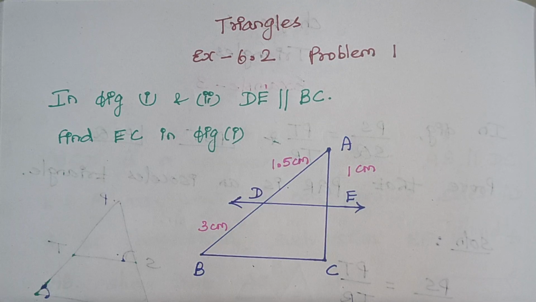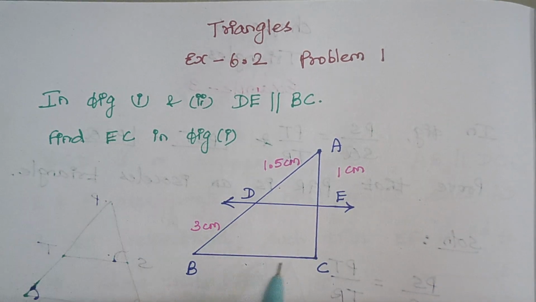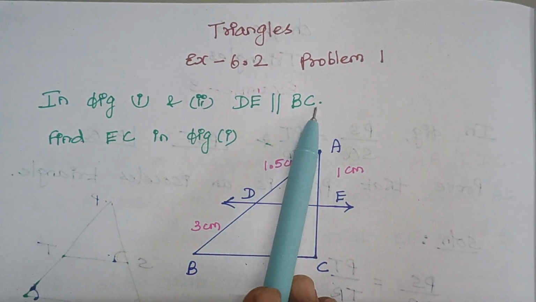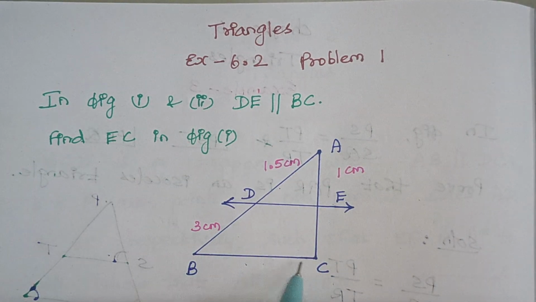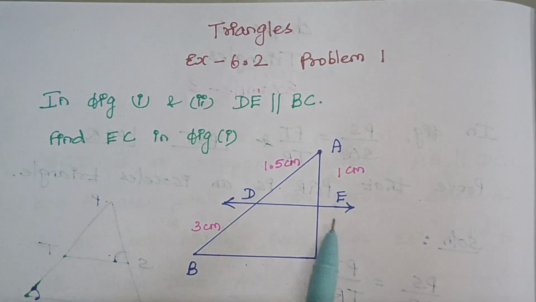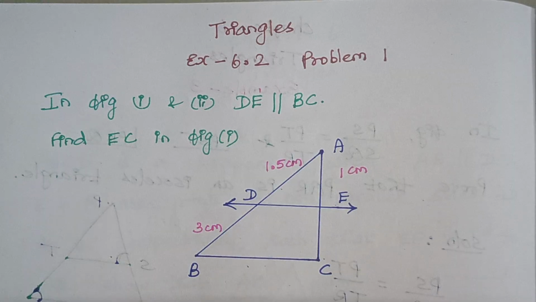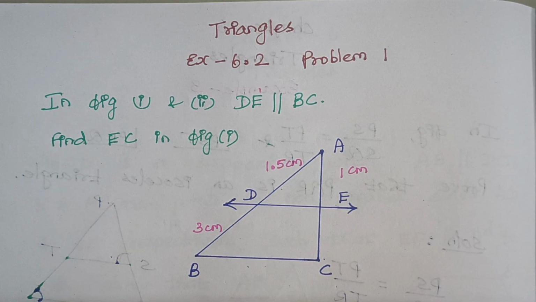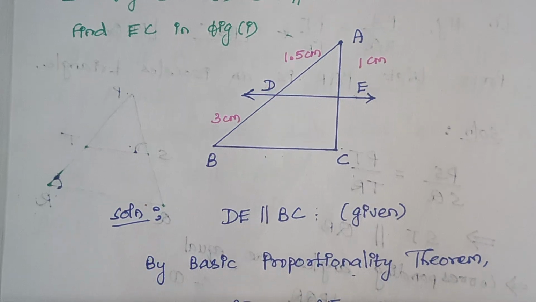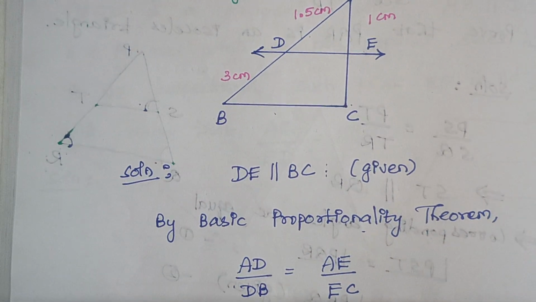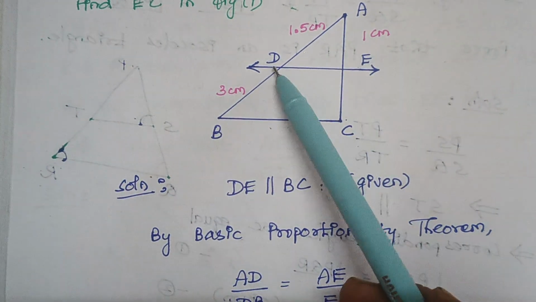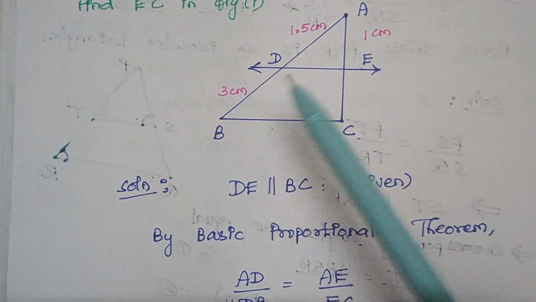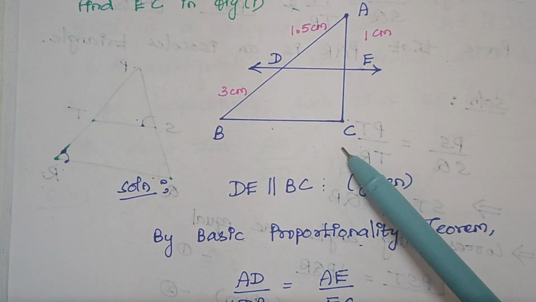I start with problem 1. In the figure, DE is parallel to BC. Find EC. Here, when DE is parallel to BC, we can easily apply our basic proportionality theorem. When you apply the basic proportionality theorem, what does it say? AD by DB is equal to AE by EC.